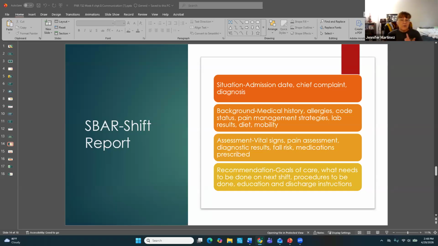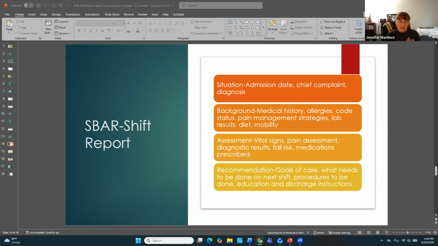What else? Mobility. Also, how do they transfer? Do they get up to use the bathroom? Are they one person? Are they two person? Or are they completely bedbound? An assessment is going to be all the other stuff, right? So what are their vital signs? What are their glucose levels if they're a diabetic? What are any lab and x-ray results that may be pertinent? Are they a fall risk?